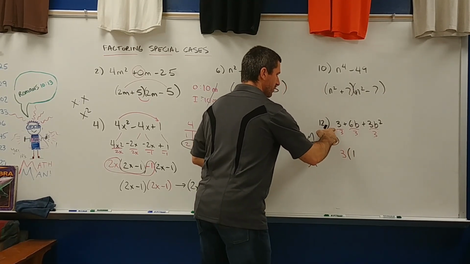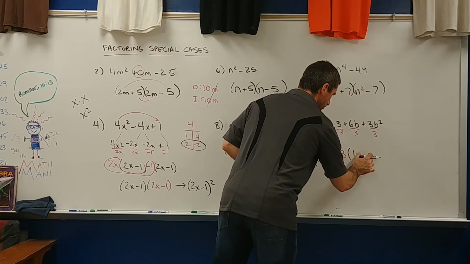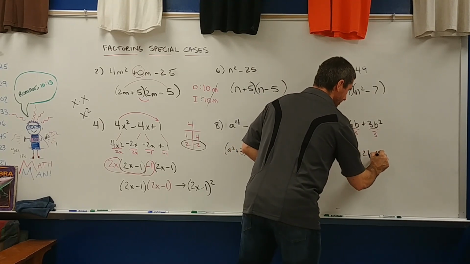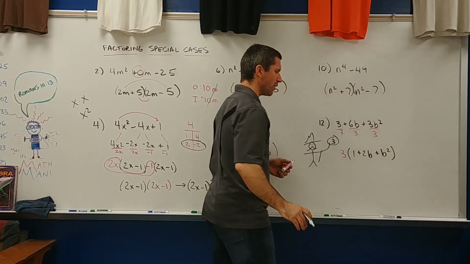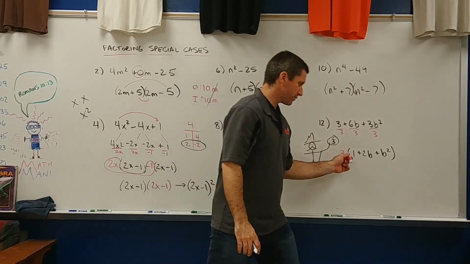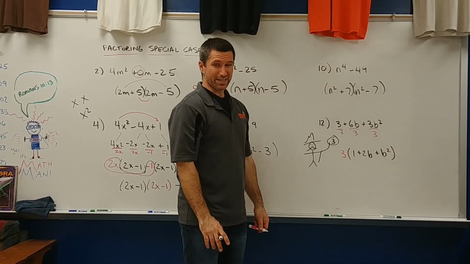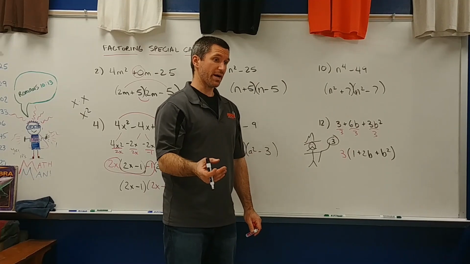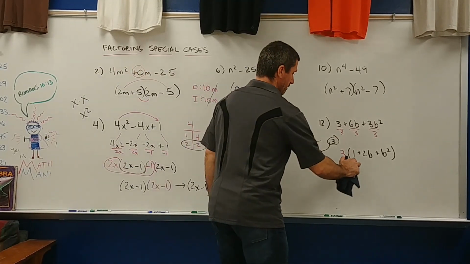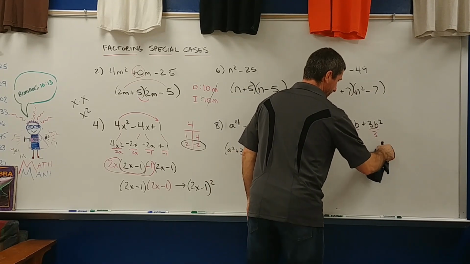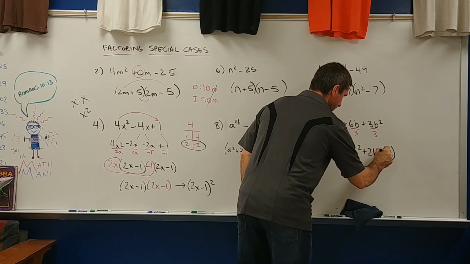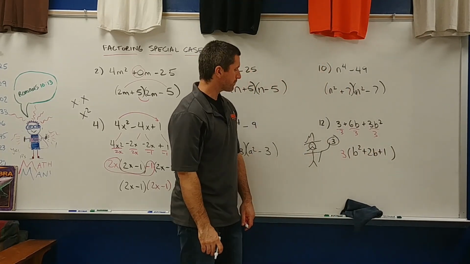3 divided by 3 is 1. 6 divided by 3 is 2. I get 2 there. And 3 divided by 3 is 1, and there's a b squared. Okay, this 3 has to remain throughout. Now let's take a look at that. Do you not like the order of that? You could reorder it by degree. We can put the b squared first, if that's your choosing, plus 2b plus 1. Commutative property says we can do that.